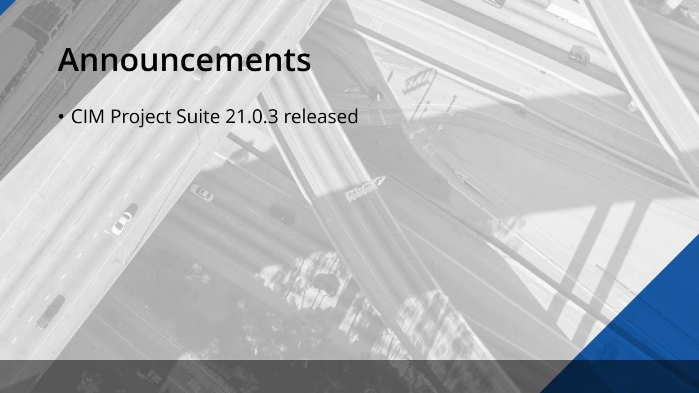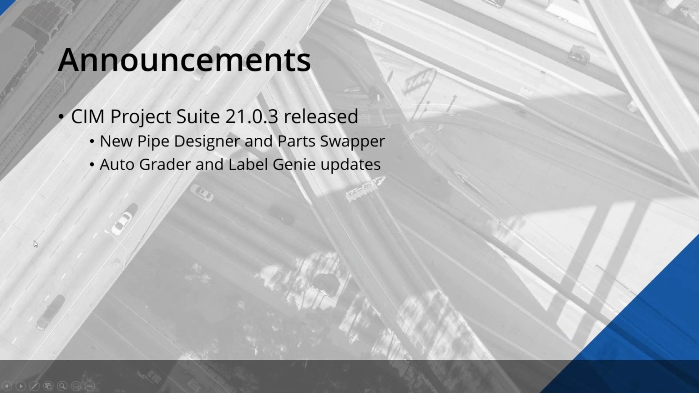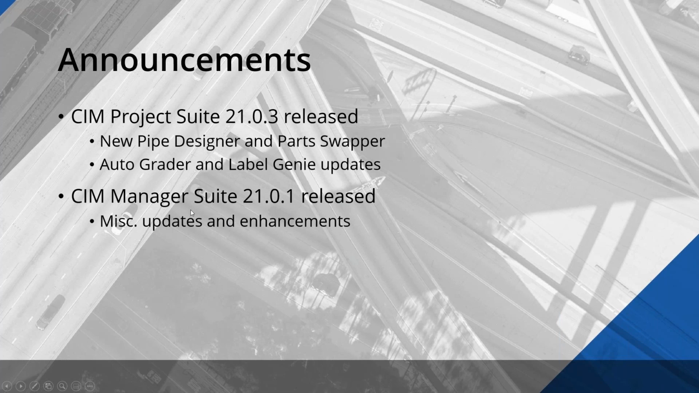The CIM Project Suite 21.0.3 was released last week. That has these new features I was just showing you for Pipe Designer and Part Swapper. It also has some mostly bug updates for AutoGrader and Label Genie. Those were big, robust tools we just released over a month ago. The CIM Manager Suite update, .1, was released. It was a variety of miscellaneous updates and enhancements. That was released last week as well. So you can always go and grab those, install those to get the latest features.